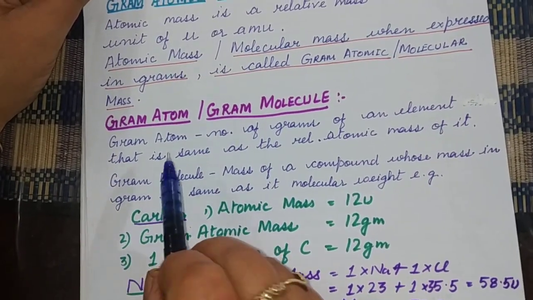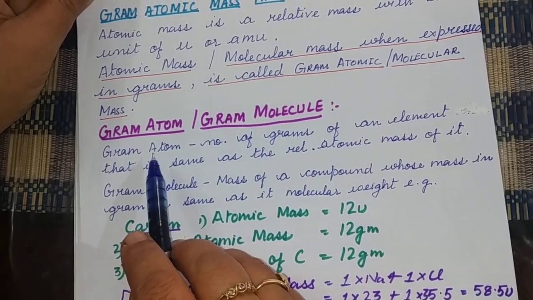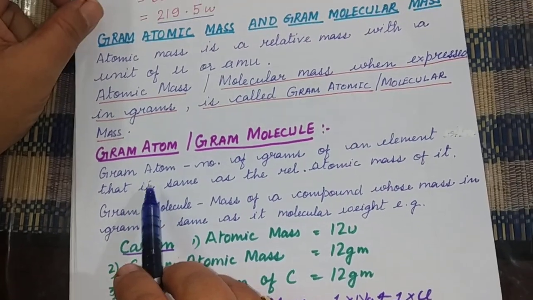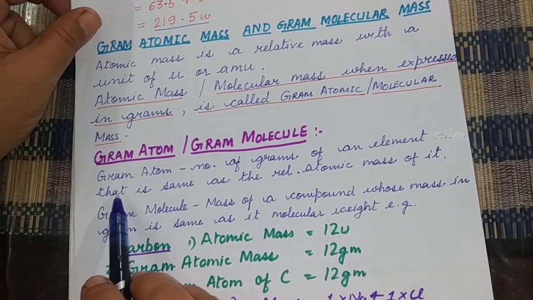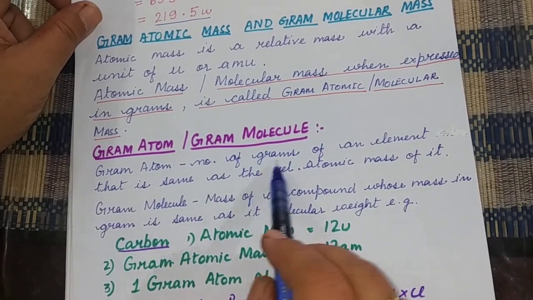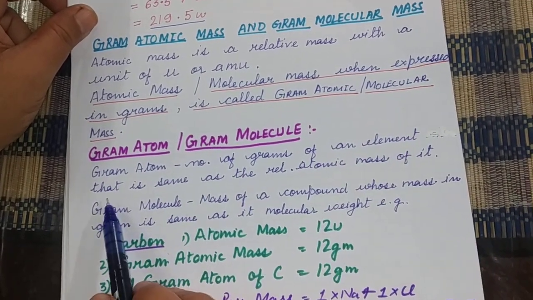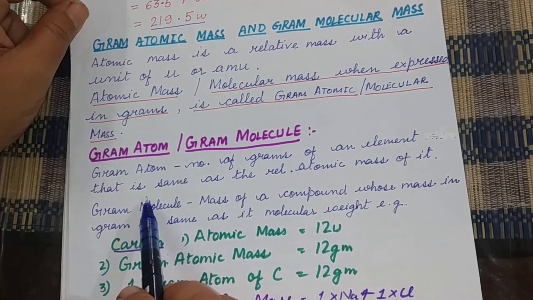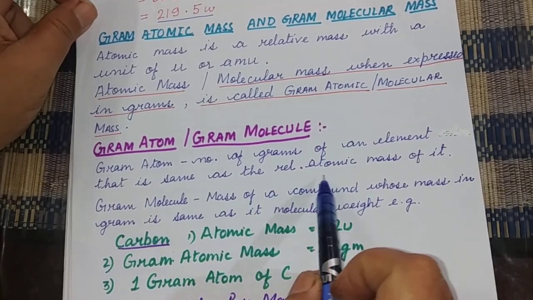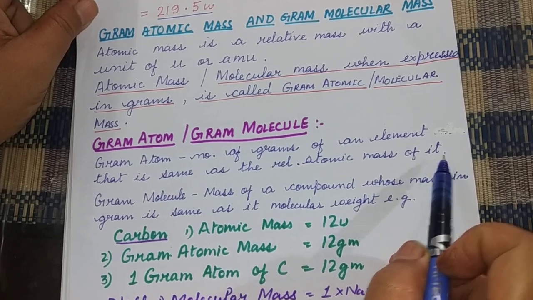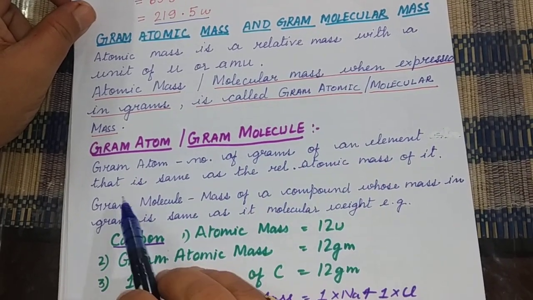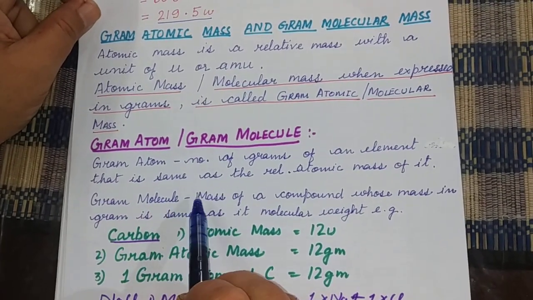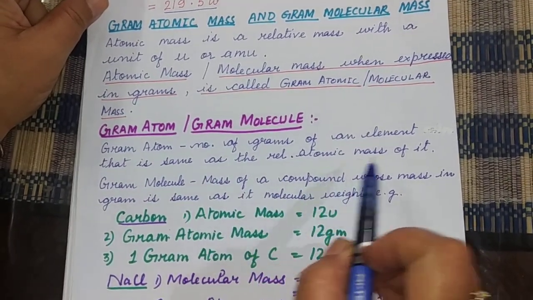Now there is one more term which is known as gram atom, or gram molecule, of an element. What does it mean? Gram atom or gram molecule is a number of grams. First let us study gram atom. Gram atom is the number of grams of an element that has the same weight as the relative atomic mass. Once again, gram atom is the number of grams of an element that has the same mass or weight as the relative atomic mass.